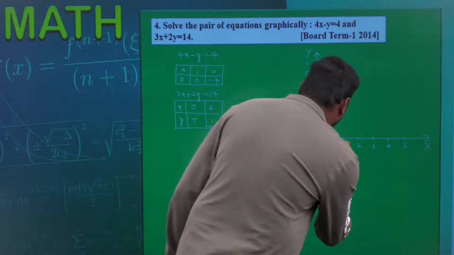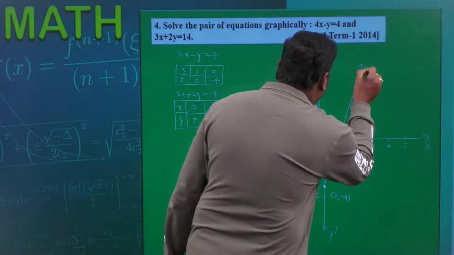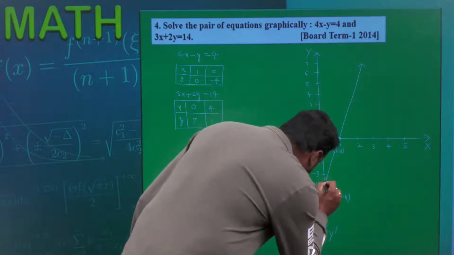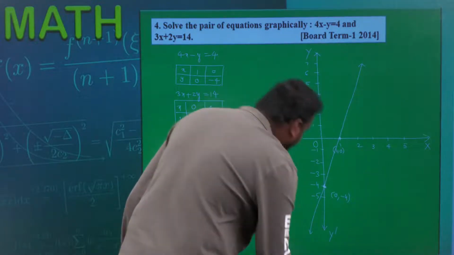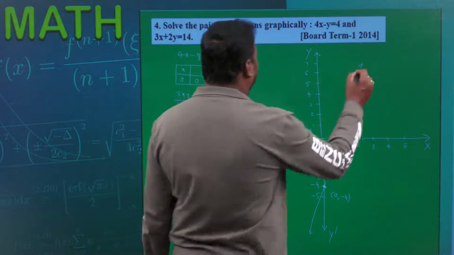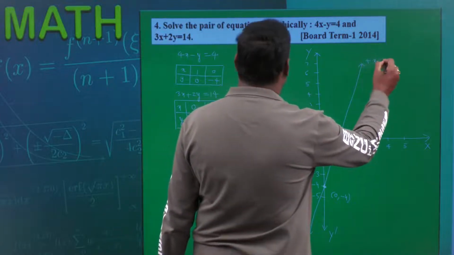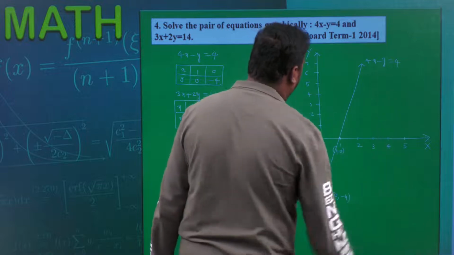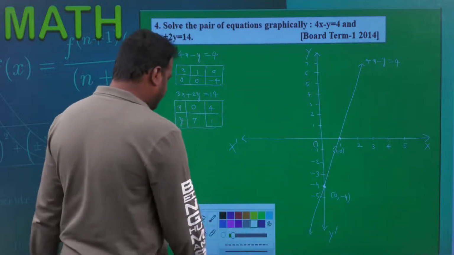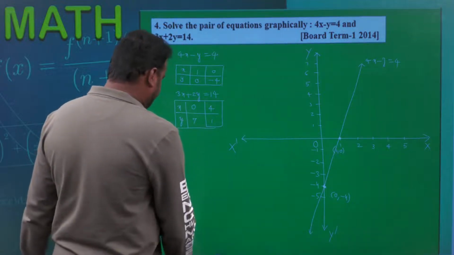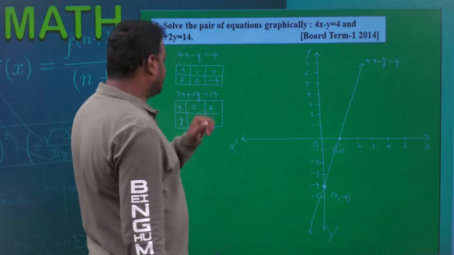You will have to use your scale to join both the points and extend it in both the directions. So what is the name of this line? This is 4x minus y equals 4. And the second line is 3x plus 2y equal to 14.